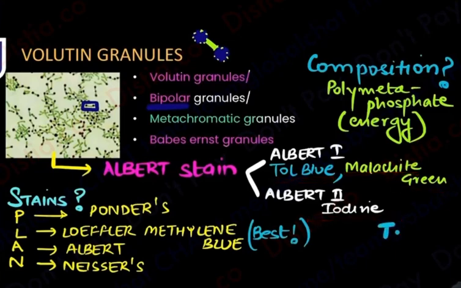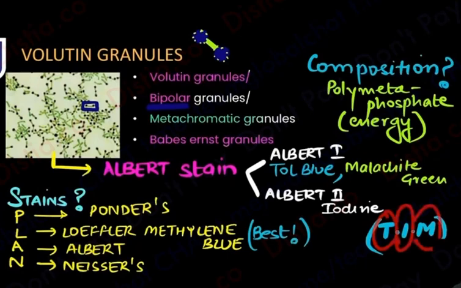And if that situation comes, your mnemonic is TIM. What is it? That first you add toluidine blue, then you add iodine, then you add malachite green. If one by one you have to add, you will follow TIM. If you have prepared solutions in your lab, you will add Albert 1 followed by Albert 2. But did you notice something very essential over here?